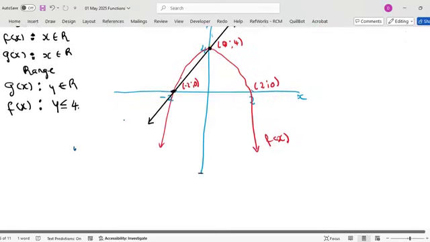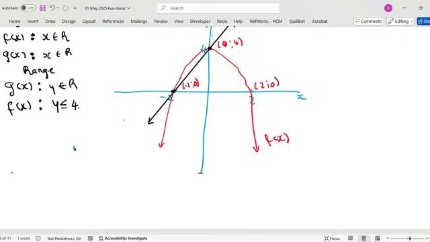How many minutes are we remaining with? It's not showing. Okay.